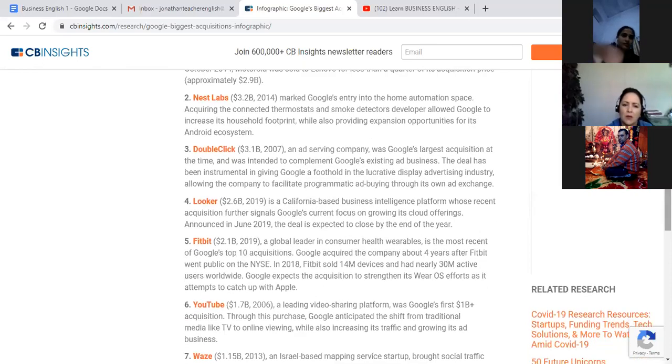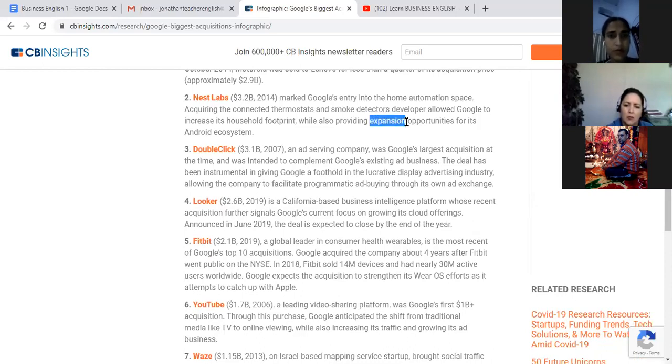Number 2, Nest Labs, $3.2 billion, 2014. Marked Google's entry into the home automation space. Acquiring the connected thermostats and smoke detectors developer allowed Google to increase its household footprint while also providing expansion opportunities for its Android ecosystem.